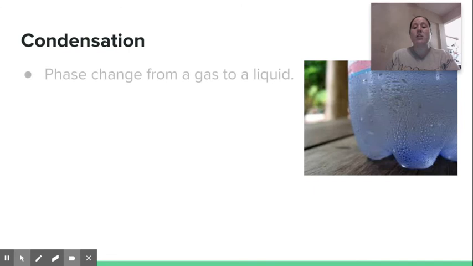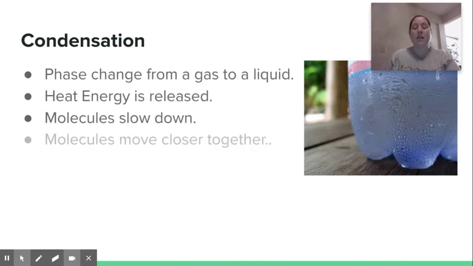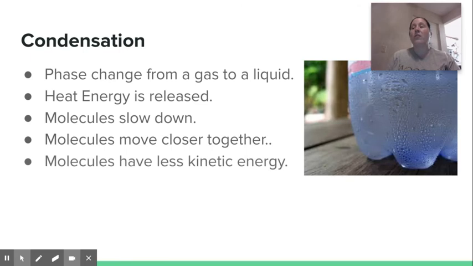So condensation, all of you have experienced that on a glass of water. You leave it out, that had ice in it, and when you come back, your glass sometimes has a little bit of water droplets on the outside of it. So again, condensation is the phase change from a gas to a liquid. Heat energy is released. The molecules are going to slow down. They're going to move closer together. Therefore, they're going to have less kinetic energy.